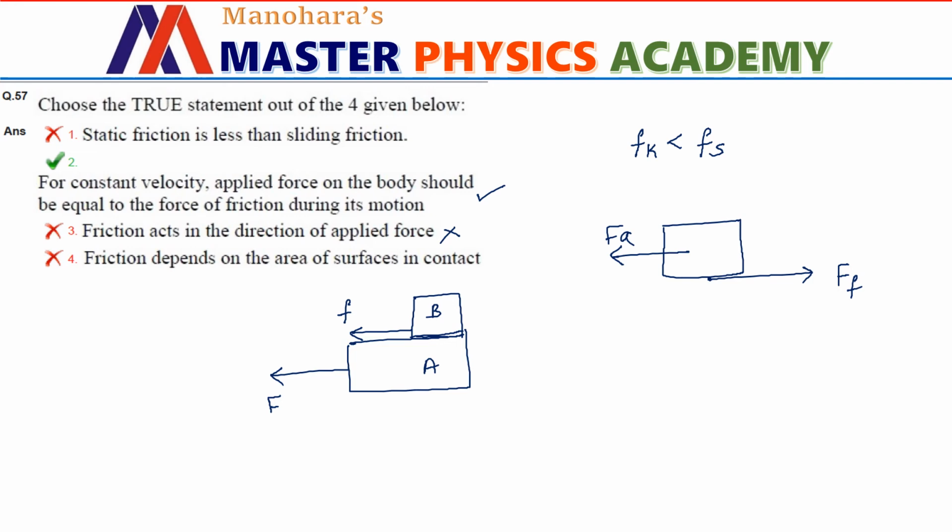Option 4. Friction depends on the area of surfaces in contact. No, this is a property of frictional force which we have studied in the first PU syllabus. So the only statement which is correct is statement 2. Hence that is the correct choice. Let's move on to question number 58.